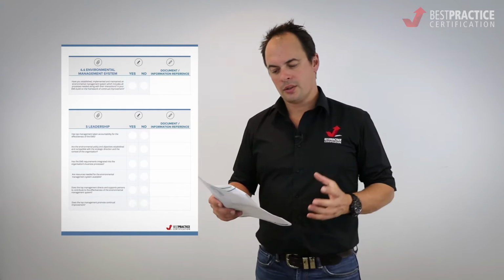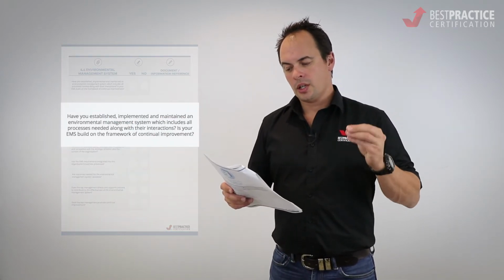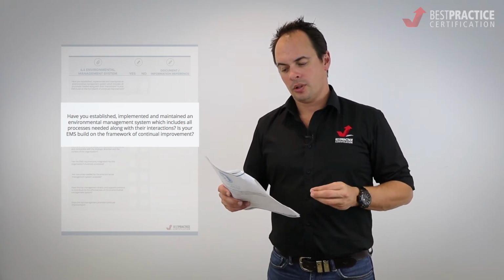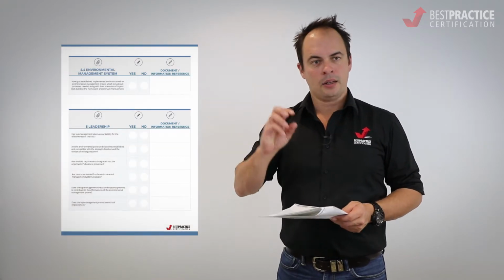The last question there in section 4 is, have you established, implemented and maintained an environmental management system which includes all processes needed along with their interactions, and is your EMS built on the framework of continual improvement? So this is where we're talking about plan, do, check and act, and the cycle of continual improvement. So this is an important step to say that yes, we've been through the standard, and yes, we've got all those plan, do, check, act elements in our management system, like for your quality system or your occupational health and safety management system.